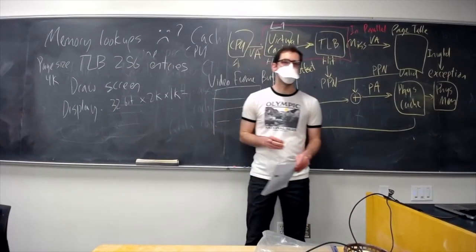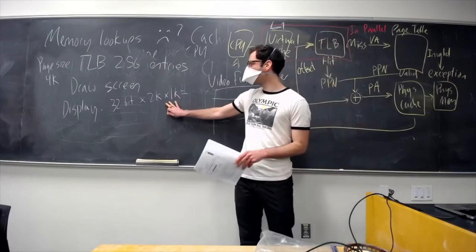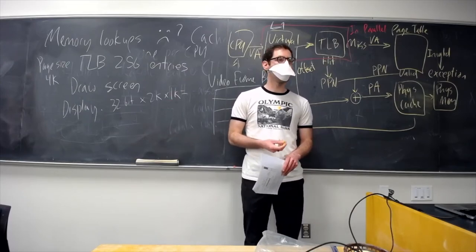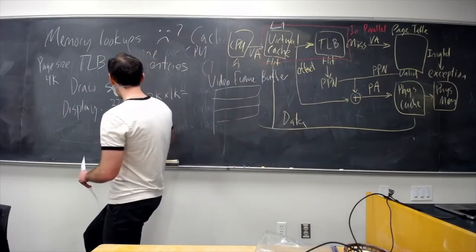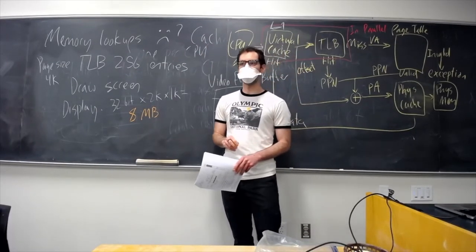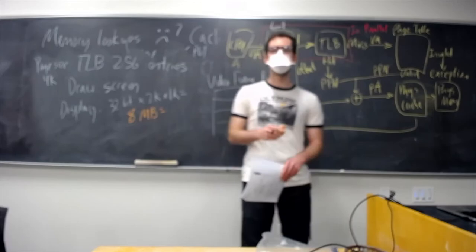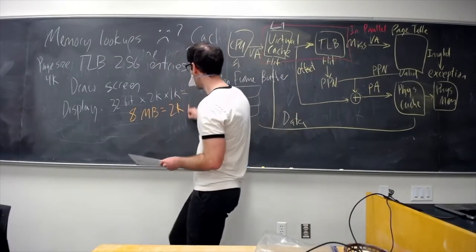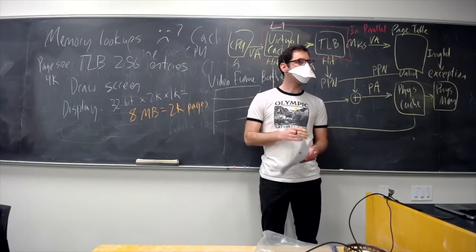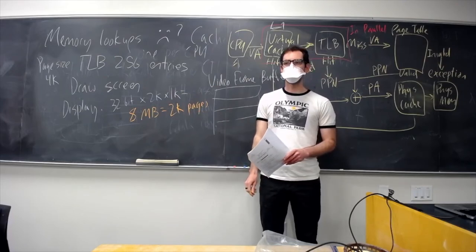All right, let's talk about this. How much data does our display take up in terms of pages or bytes? Yeah, it's going to work out to 8 megabytes of data. And how many 4 kilobyte pages is that? 2K pages, 2048, nice powers of 2. How does that stack up against the number of pages our TLB can handle?